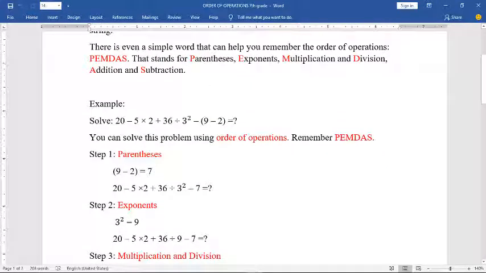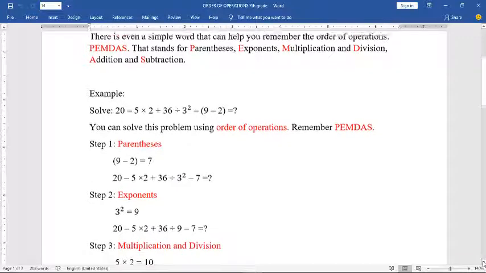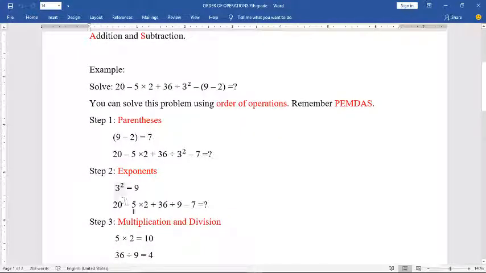Let's go for the second step. Second letter, it's E. Second step, exponent. Let's go back to the problem and see if we have any exponent. There it is. It's 3 exponent 2. I write 3 exponent 2, which is equal to 9. And my problem becomes simpler. It's 20 minus 5 times 2 plus 36 divided by 9 minus 7. We still don't know the answer.